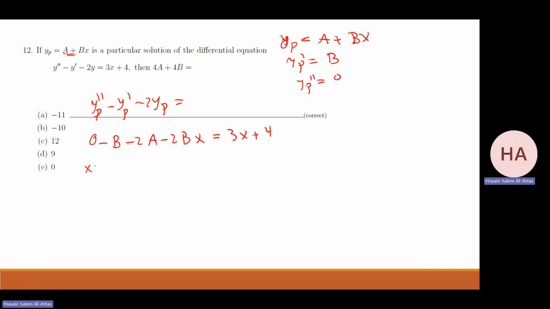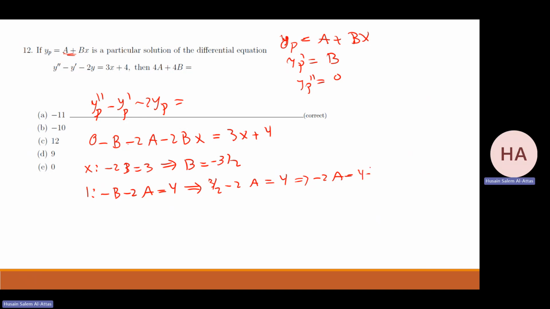Now, coefficient of X, I have minus 2B equal 3. So B equal minus 3 over 2. Coefficient of 1, I have minus B minus 2A equals 4. B is minus 3 over 2, so you have 3 over 2 minus 2A equal 4. So minus 2A equal 4 minus 3 over 2, which is 5 over 2. So A equal minus 5 over 4. What does he want? He wants 4A plus 4B. That will be minus 5, minus 12 over 2, minus 6. So it's minus 7. That's my answer.